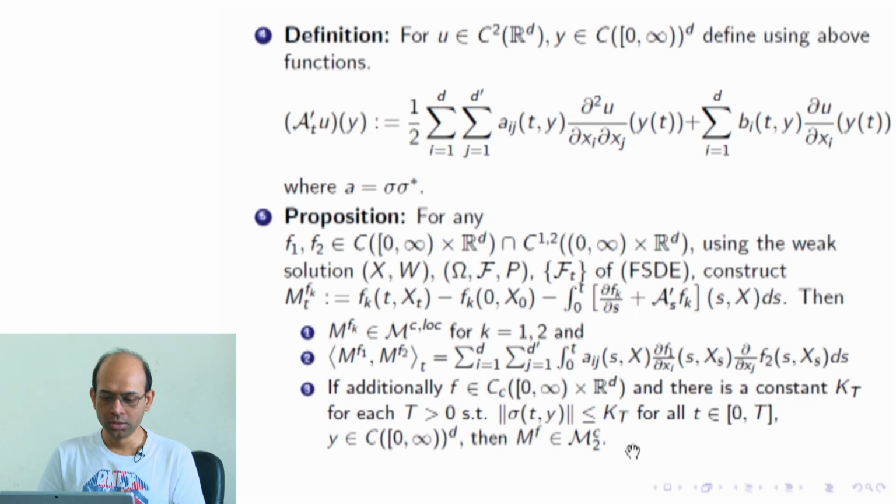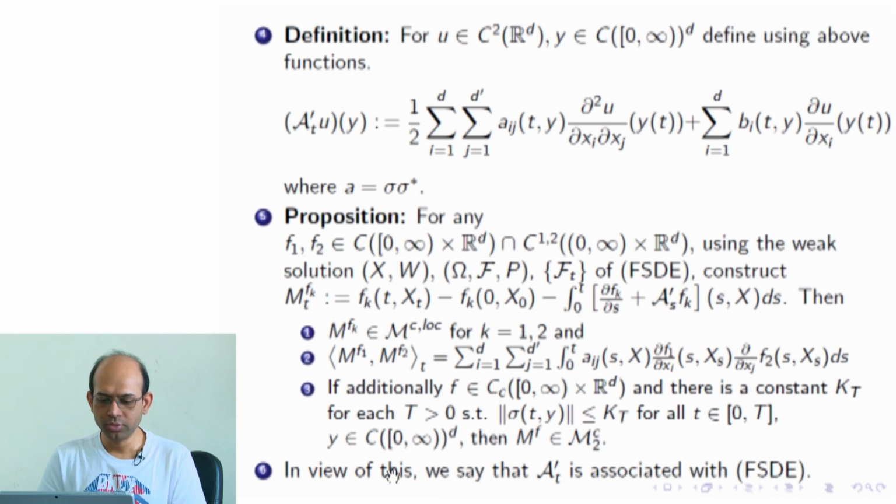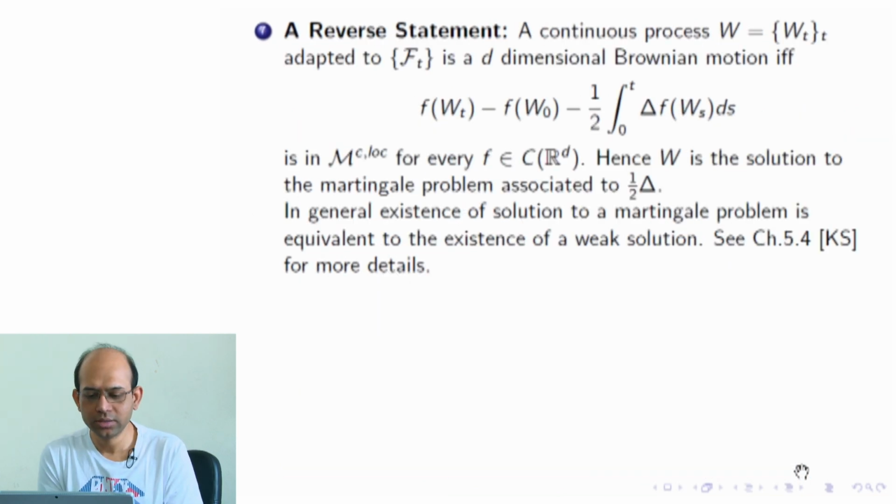Okay, so this is the proposition, which, in a similar manner as we have done for the standard classical SD, says that this operator is associated with the FSD, correct? This is associated with the solution of the FSD in this manner. So in view of this, we say that this A prime T is associated with FSD. Now we look at a reverse statement.